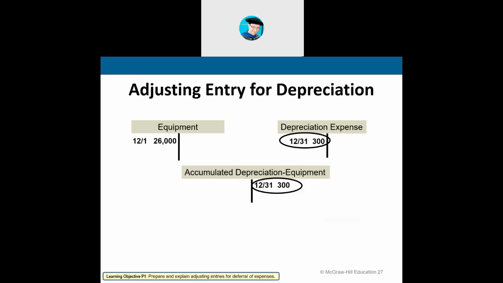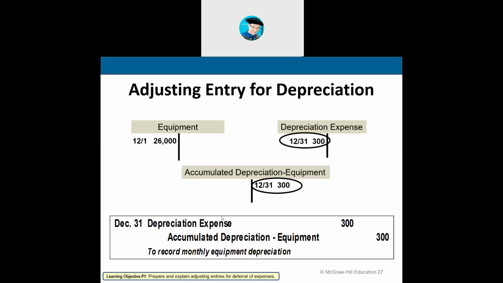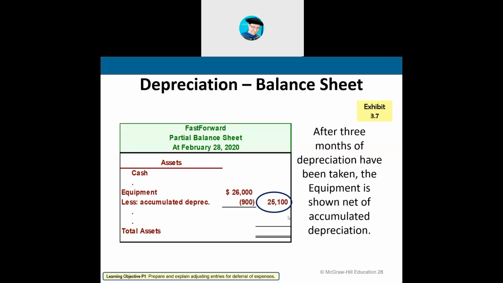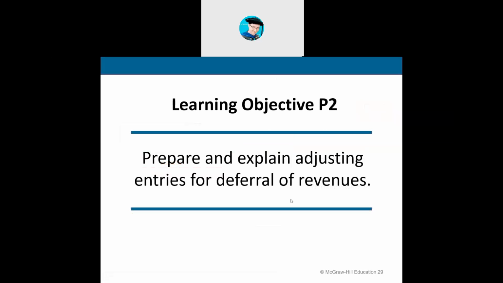Okay, adjusting entry for depreciation. So we debit depreciation expense, credit accumulated depreciation. We do that at the end of each month or the end of each year, depending on where you are when you put it into service. So on our balance sheet, it would look like this. We have debit equipment for the value of the equipment. Accumulated depreciation shows up as a credit asset account, which in turn looks like a reduction of equipment. And so your debit side minus your credit side gives you 25,100 as the difference. So it's basically equipment minus accumulated depreciation that would be the balance for that asset.